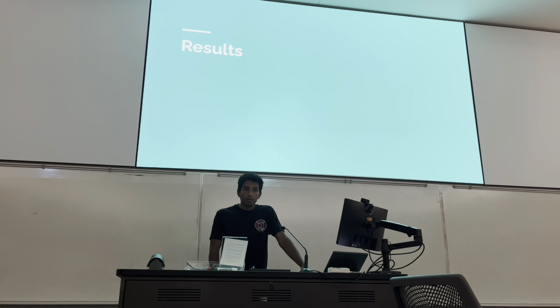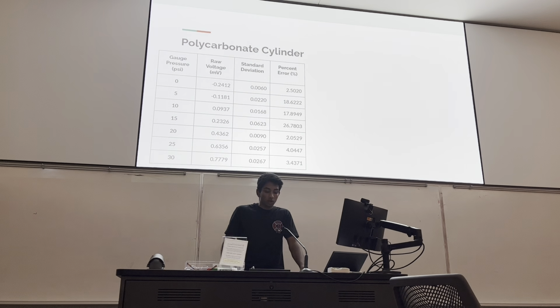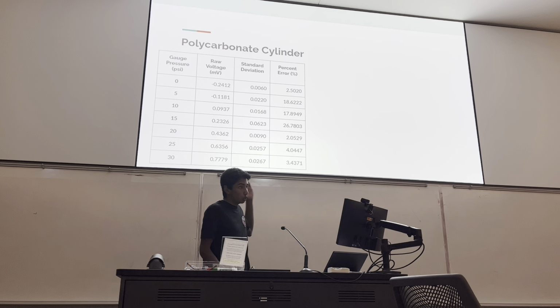Moving on, we'll be talking about the results from our lab 4. So, as Corbin just mentioned, the first part of our lab involved taking a polycarbonate cylinder and pressurizing it at different pressure values and measuring strain. But of course, we can't just get strain and pressure immediately. What we get first is our raw voltage.